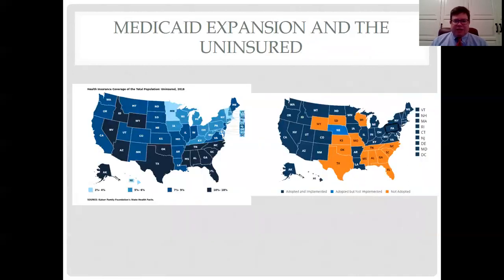Now, if we take a look at these charts as to who's got the highest number of uninsured in the country, you also see that there are some serious correlations between those states that decided not to expand Medicaid and those states that have the highest level of uninsured citizens within the confines of their state. Again, these are political decisions going forward.